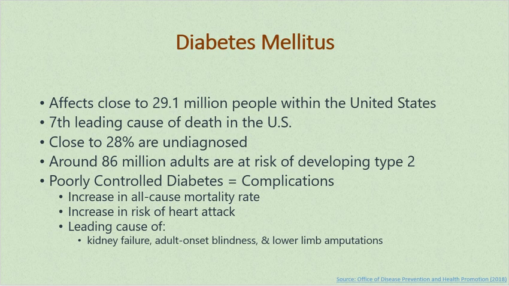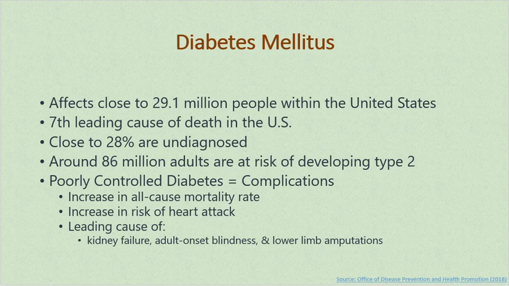Diabetic complications may be prevented or delayed through effective therapy. Close to 28% of Americans are undiagnosed. Around 86 million American adults have the risk of developing type 2 diabetes within the next several years due to elevated blood glucose levels. When diabetes is poorly controlled, complications relating to diabetes become more common and more severe.